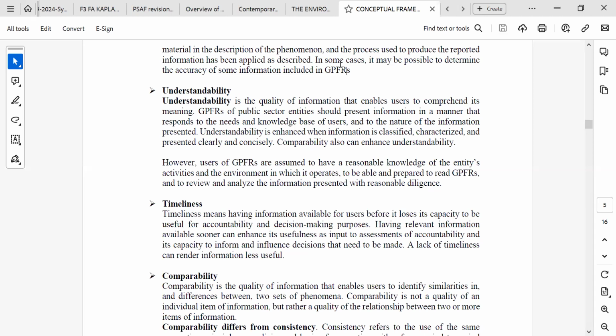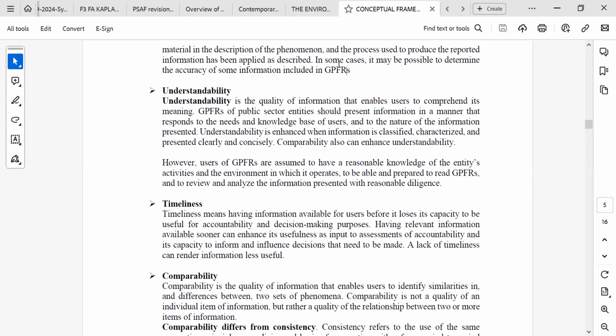What characteristics will the financial statement, or the financial information, be losing if the information has been prepared at the end of 15 months? What characteristics will be lost in that situation? Okay, that will be timeliness.